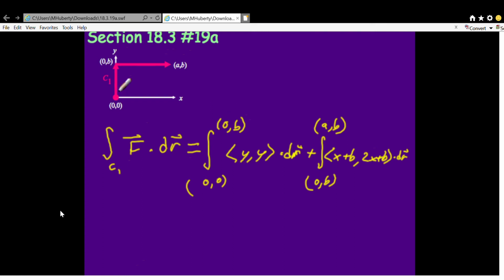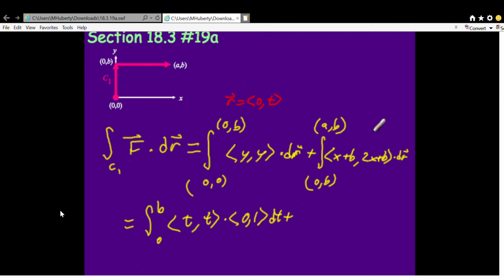So for this vertical parameterization, you can say, look, this path, the r path, the position vector, in that case we could just parameterize it by (0, t) as t goes from 0 to b. And so that makes this first integral an integral from 0 to b. The y values are just t now, (t, t). And then the dr would be the derivative of this, which is (0, 1), right? And then dt.